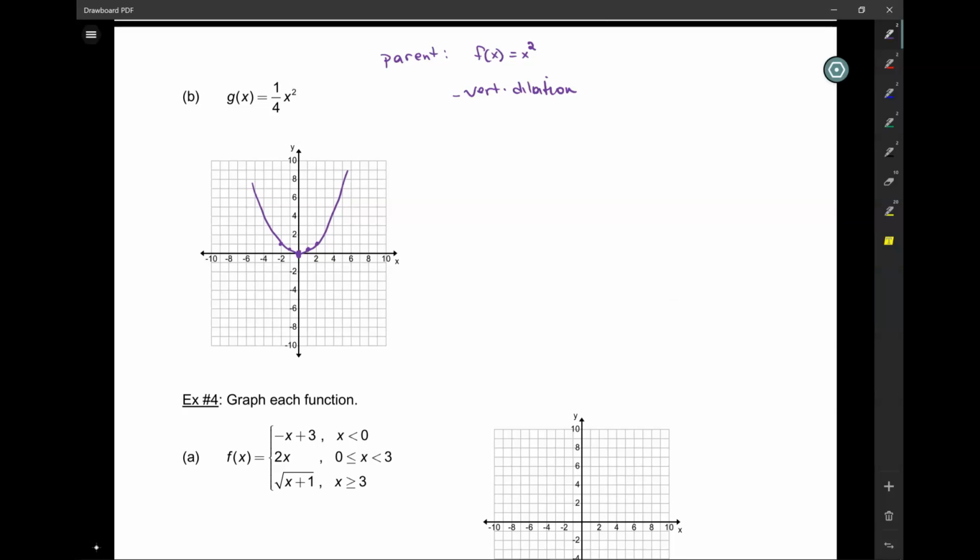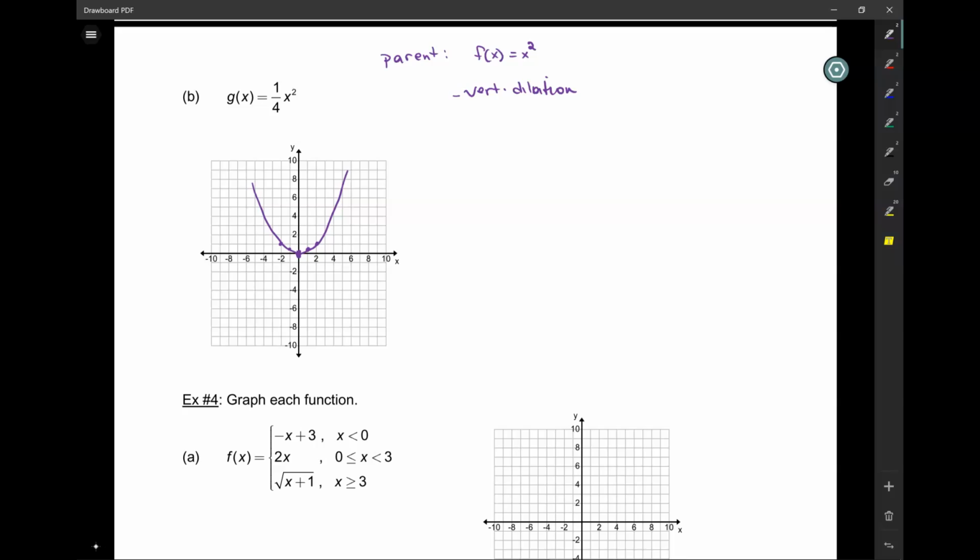Okay, question. Isn't vertical dilation separate to the number in the x? So it is, because what's being squared here? Is it the 1/4, the x, or both? Okay. All right. So next one.